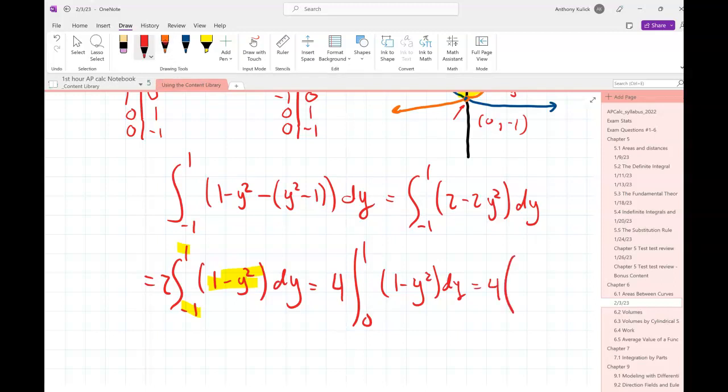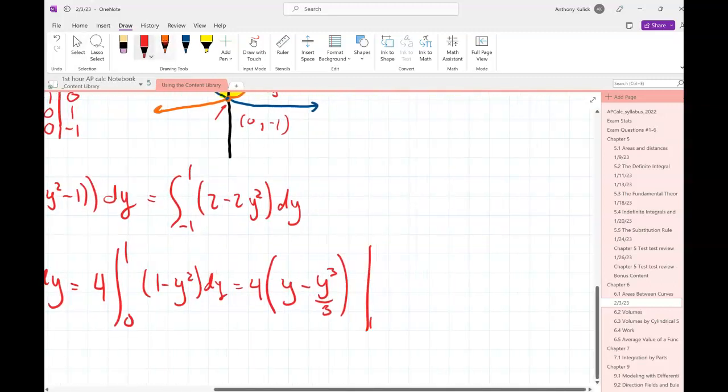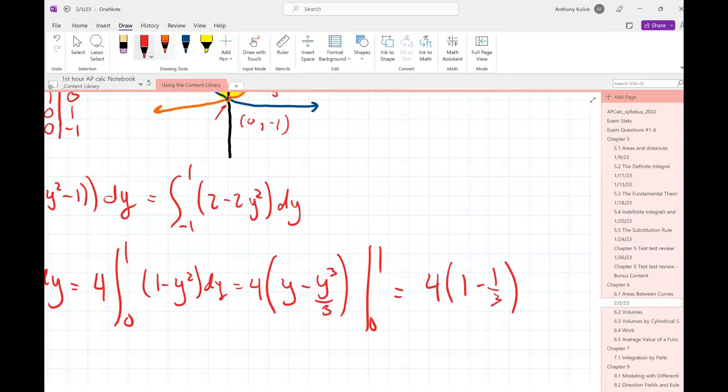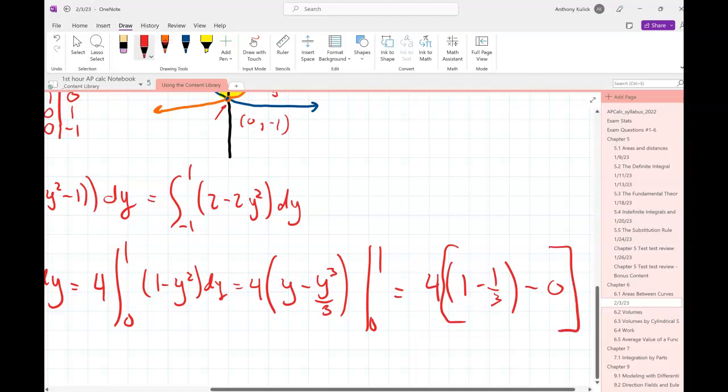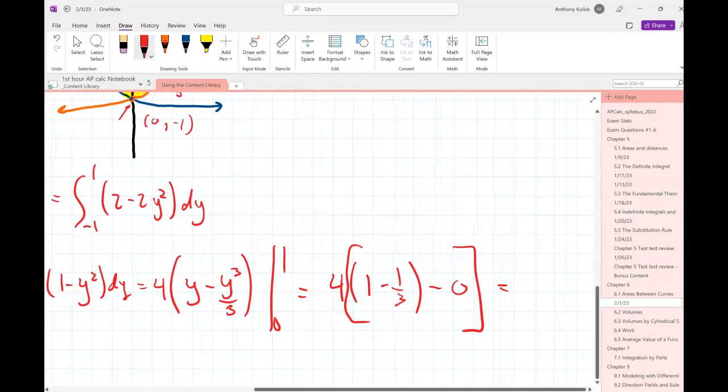Good. So we'll do our antiderivative. I guess like that. So 1 minus 1/3 is 2/3 times 4 is 8/3.